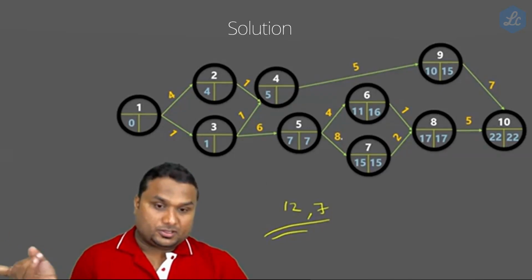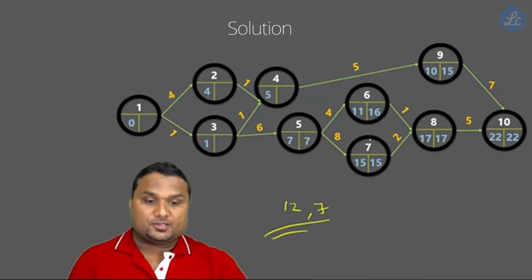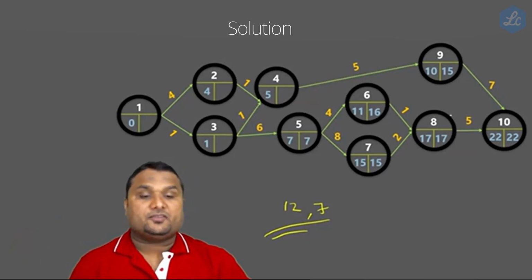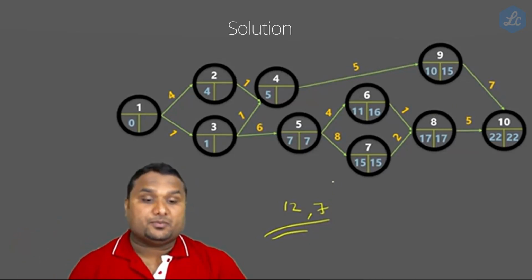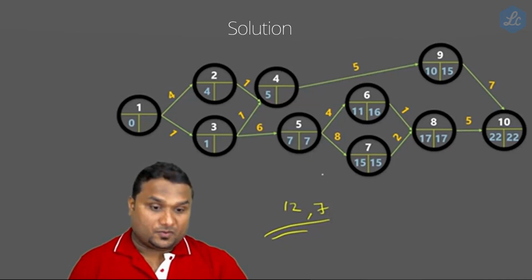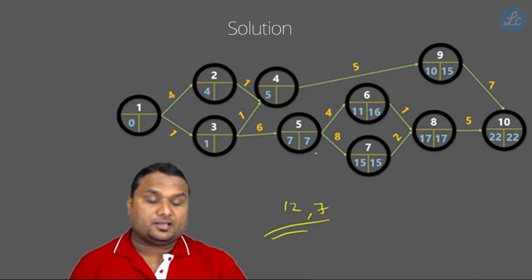When we are filling the values on the left side, we take the maximum values. When we are filling the values on the right side, we take the minimum value. Why is it 17? Why is it not 12?